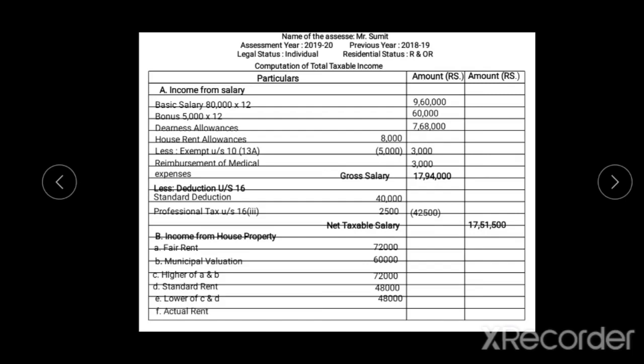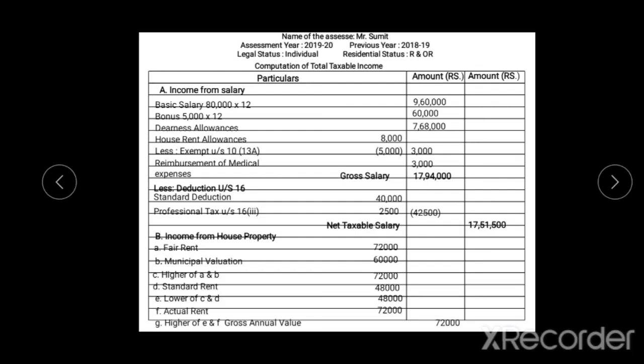Clear? Next one will be actual rent. Actual rent will always be given in the sum, or you have to calculate it. Okay, so the rent per month will be there, and you have to calculate by multiplying by the number of months. Okay, so actual rent is given in the sum, that is 72,000. After that we will get G, that is higher of E and F. Higher of E and F will be, between 48,000 and 72,000, which amount is higher?